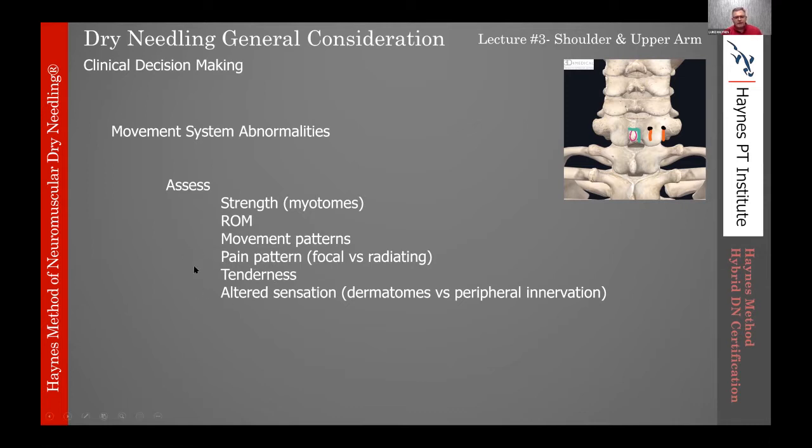We'll look at specific patterns, areas that we need to assess for tenderness in each of these systems. And then we need to address any altered sensation. There we want to look at either spinal segmental dermatomes, or whether there's some entrapment that we're dealing with, peripheral innervation.